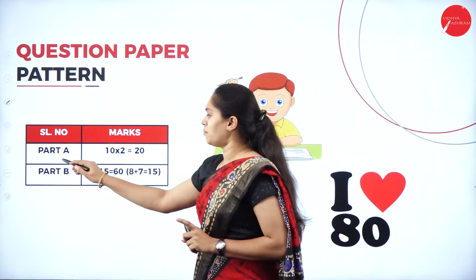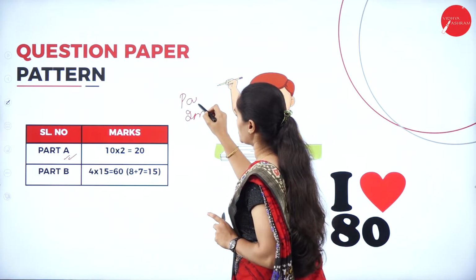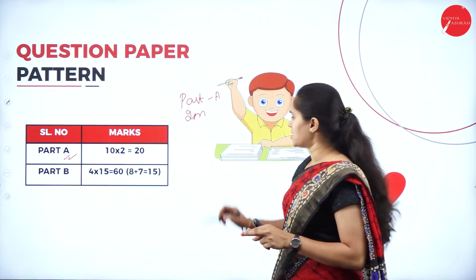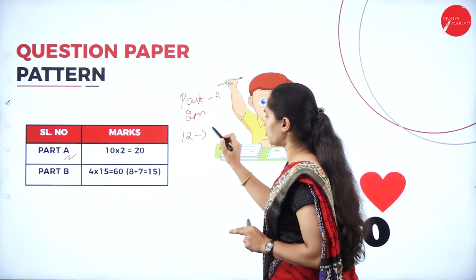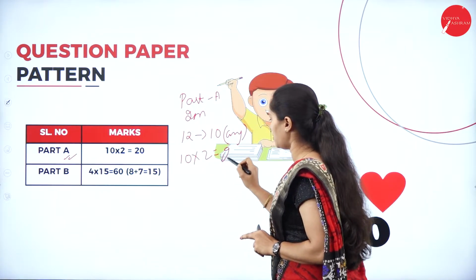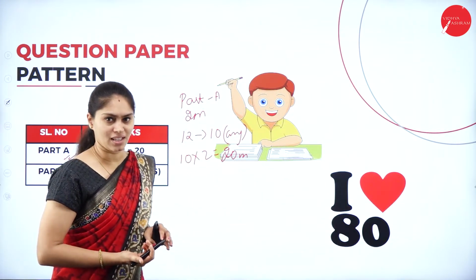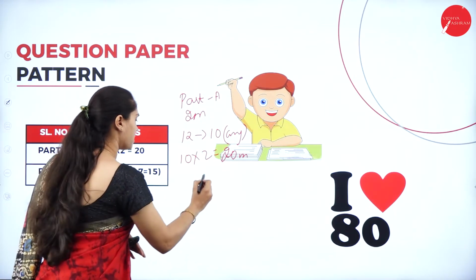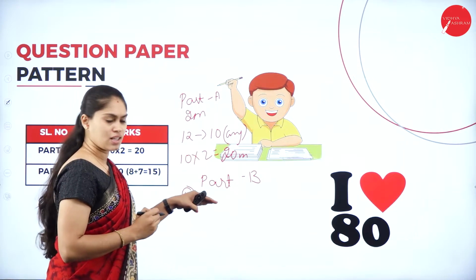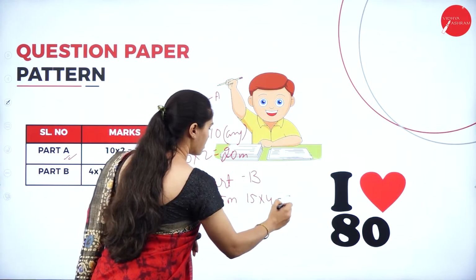When it comes to part A, these are all 2 marks questions. In part A you are going to get 12 questions, each for 2 marks. Out of 12 questions, you have to answer any 10. So 10 into 2 will be 20 marks. So part A will be for 20 marks, and we are left with part B, which is another 60 marks, right? In part B, you will have 4 questions and each question will carry 15 marks. So 15 into 4 will be 60 marks.